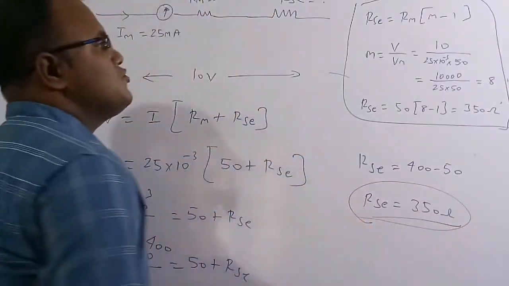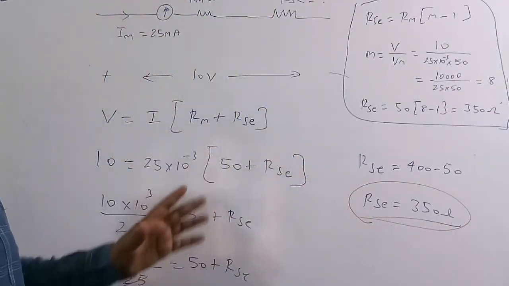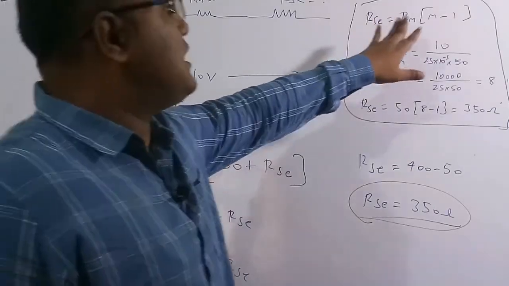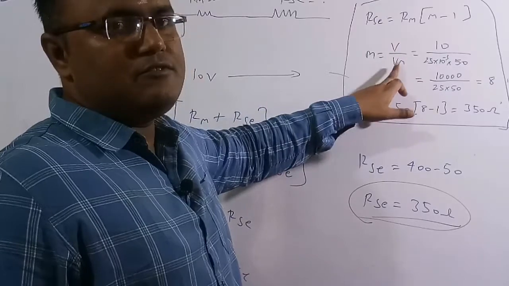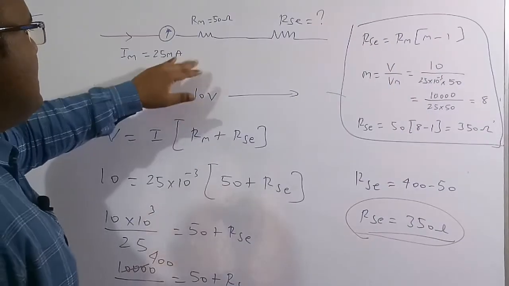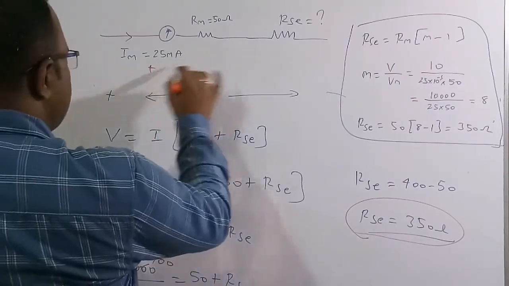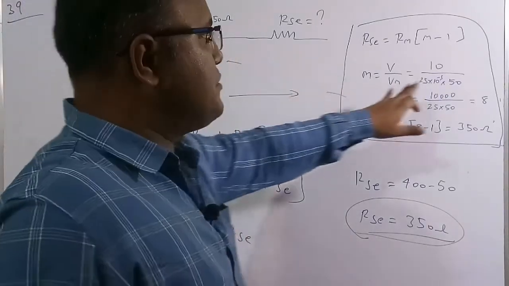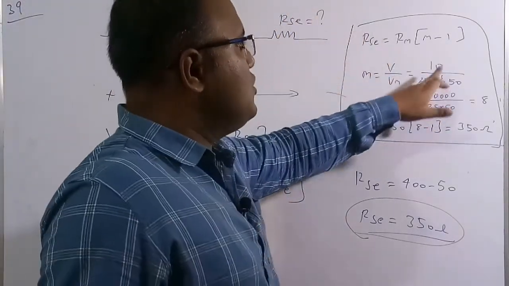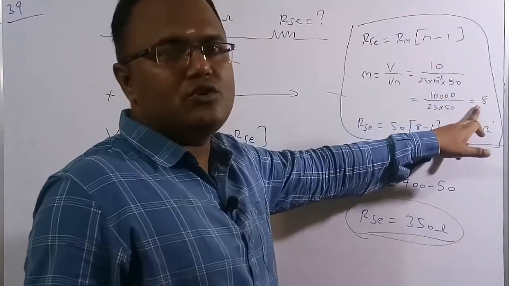And we can also solve this numerical in another way by using the direct formula, which is RSC is equal to Rm into (M minus 1), where M is the total voltage by the voltage measured by this meter. So Vm is nothing but this voltage. Vm is equal to Im into Rm. Im is 25 into 10 to the power of minus 3 and Rm is 50. If you solve this, we get M is equal to 8.